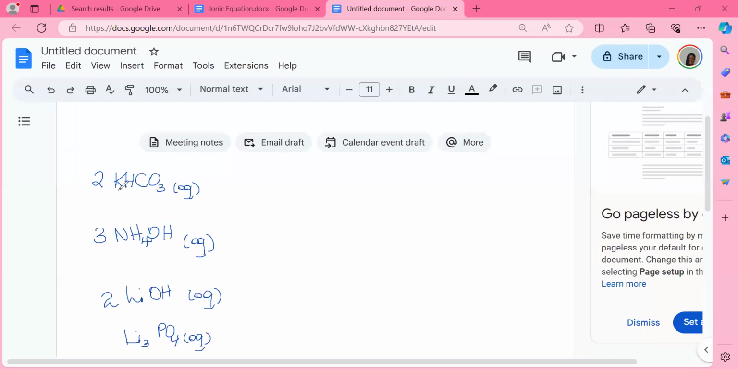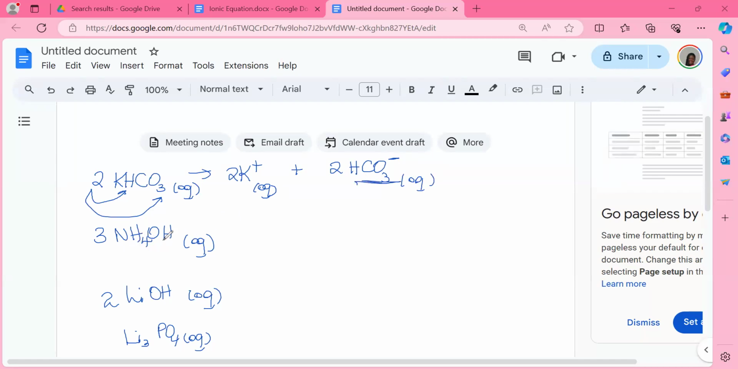So the name of this compound is potassium hydrogen carbonate. It comprises 2 ions, the potassium ion and the hydrogen carbonate ion. 2 multiplied by 1 gives me 2 potassium ions. 2 multiplied by 1 hydrogen carbonate gives me 2 hydrogen carbonate ions. The hydrogen carbonate ion is HCO3 minus. So that's the formula for hydrogen carbonate.